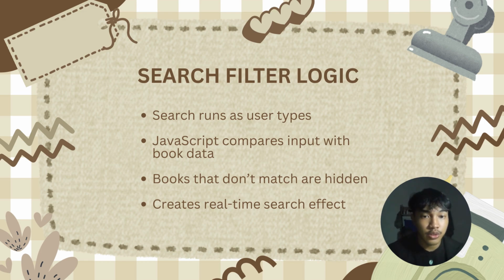Okay, so what's the filter logic, right? So this feature works using a filtering process. As the user types in the search bar, JavaScript checks each book in the array and compares it with the input text. So if a book does not match the search text, it is hidden from the display. And also, it creates a real-time search effect without reloading the page.